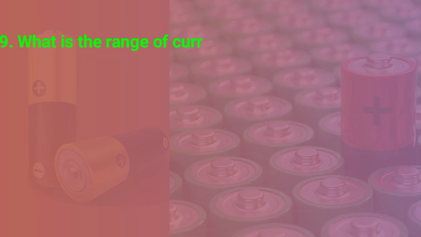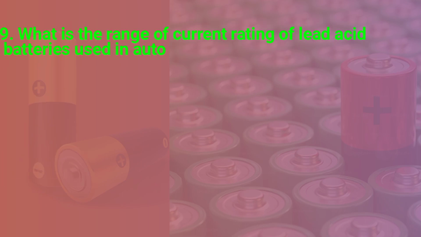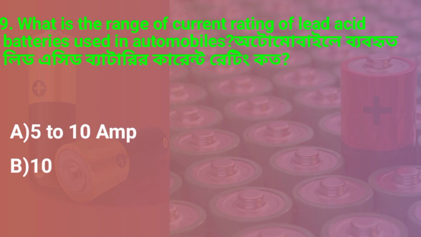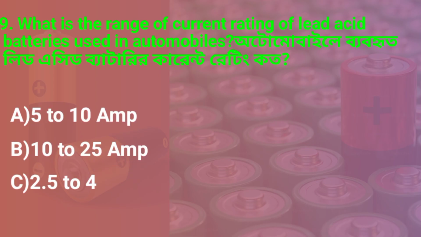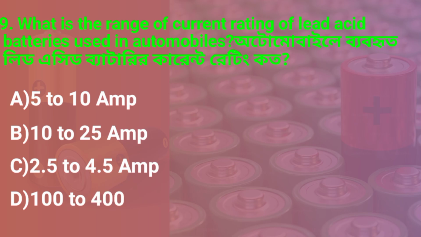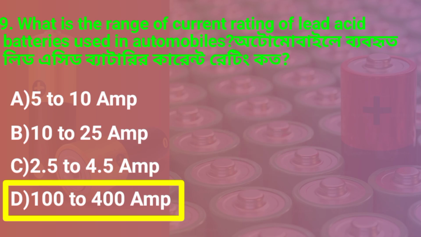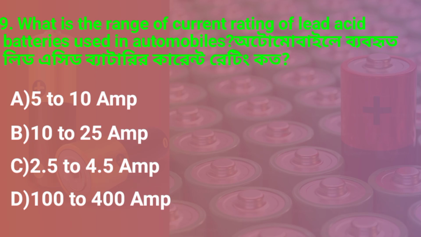Question number 9. What is the range of current rating of lead acid batteries used in automobiles? Option A 5 to 10 ampere, option B 10 to 25 ampere, option C 2.5 to 4.5 ampere, option D 100 to 400 ampere. উত্তর হবে option D 100 to 400 ampere.